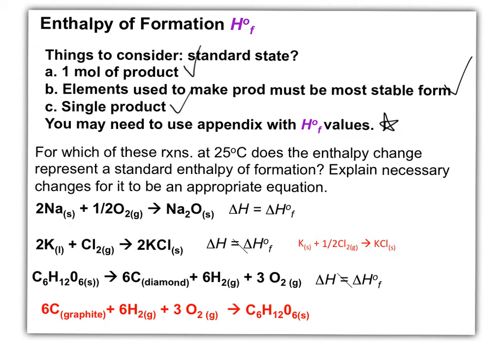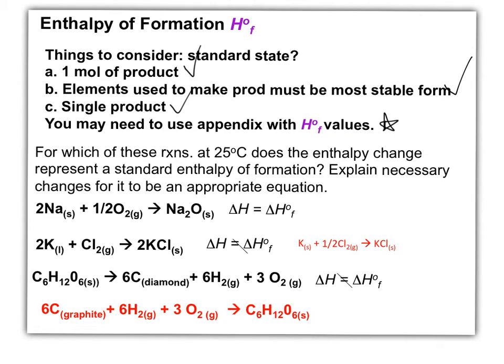Okay, so the other requirement: elements used to make the product must be in their most stable form. If we go into the appendix, potassium in its liquid state is not the most stable form. The chlorine gas, however, is. So in order to make this reaction acceptable, we'd have to change our first reactant to the solid state because that's the most stable form. And we'd also have to divide all the coefficients through by 2 to get the appropriate equivalence. And of course, we only have a single product, so that requirement was met.